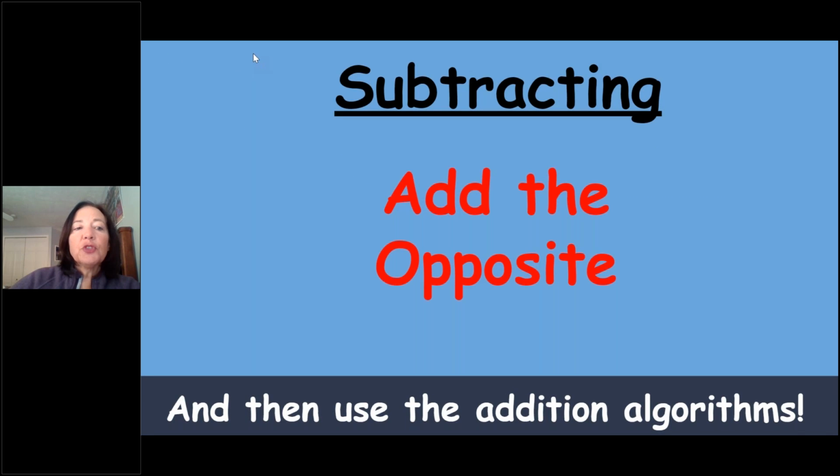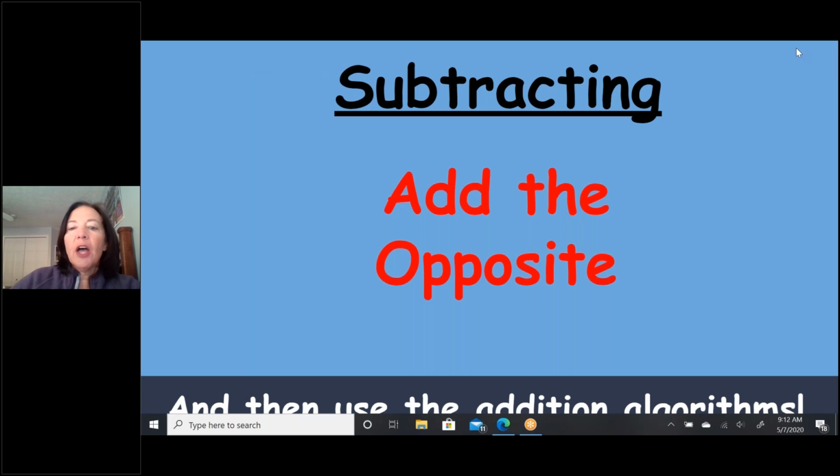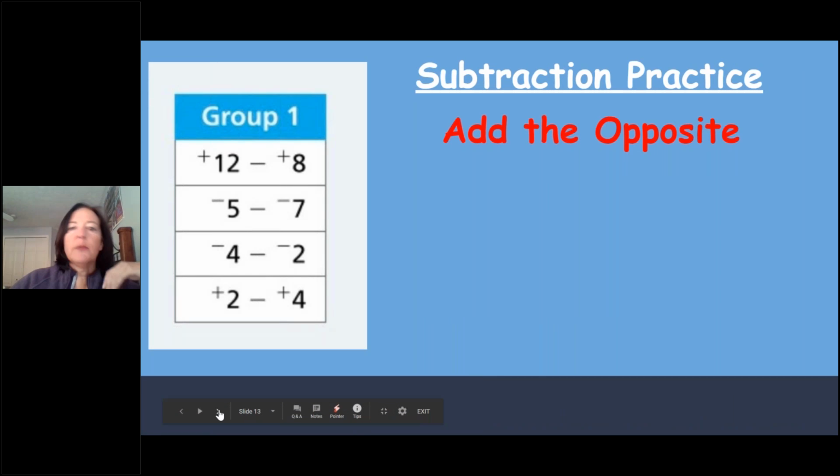Okay. When we subtract, we're going to always turn subtraction problems into an addition problem by adding the opposite. So that's our algorithm. And then once we've done that, we're going to use the addition algorithm to solve the problem. Okay, let's see here. It's acting up today. There we go. So let's try practicing some. So we're going to add the opposite is our algorithm. So we have a subtraction problem here. We need to practice rewriting that, adding the opposite of a positive 8.